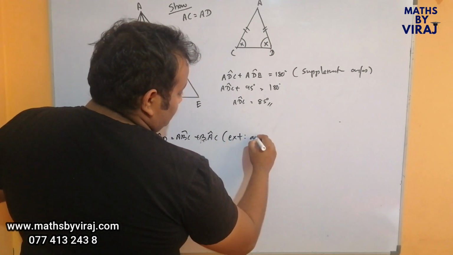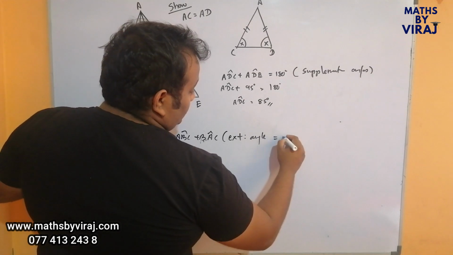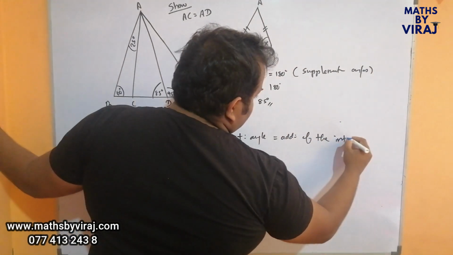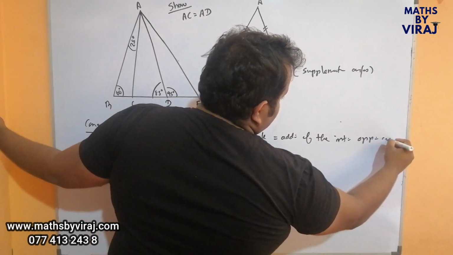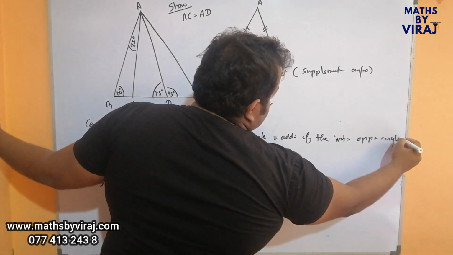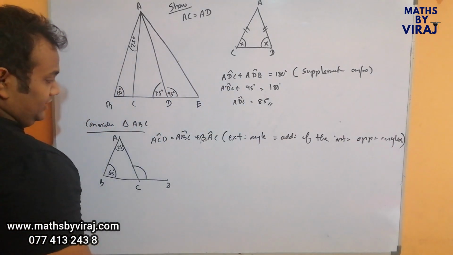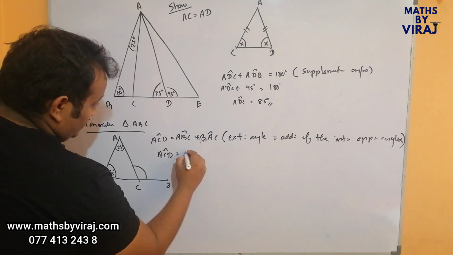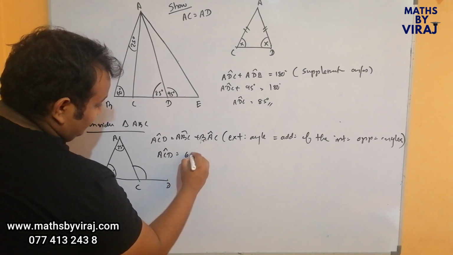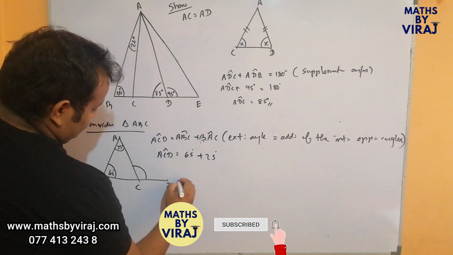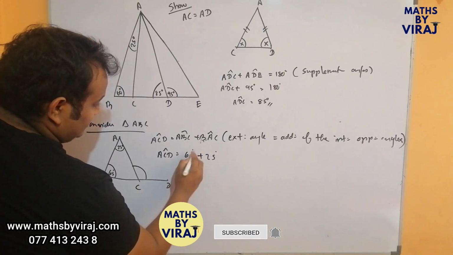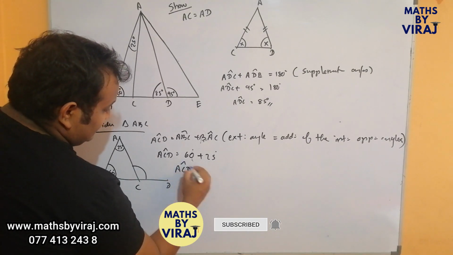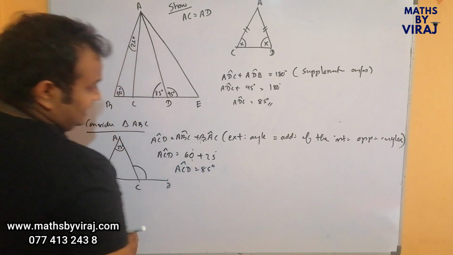Exterior angle is equal to addition of the interior opposite angles. Children, I am writing this in short. Then angle ACD is equal to 65 plus 25. Sorry, this is 60 degrees. Therefore, angle ACD is 85 degrees.